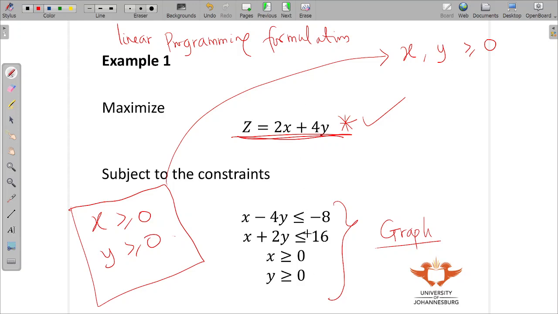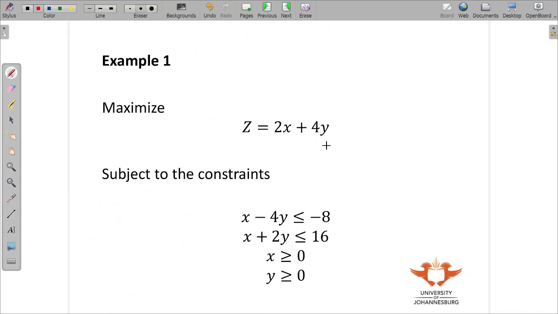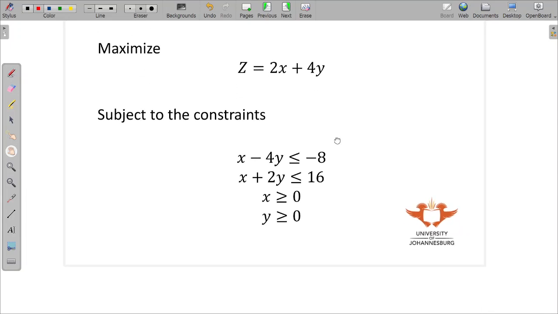But sometimes also we just give you this formulation and ask you to find the solution. And how do we do that? You do that by graphing the inequalities and then using the corner points to get the optimal value. We'll quickly do this one so that you can have an understanding of what is being done. So let's go into this example. This is our constraint. Don't forget, this is our objective function again.